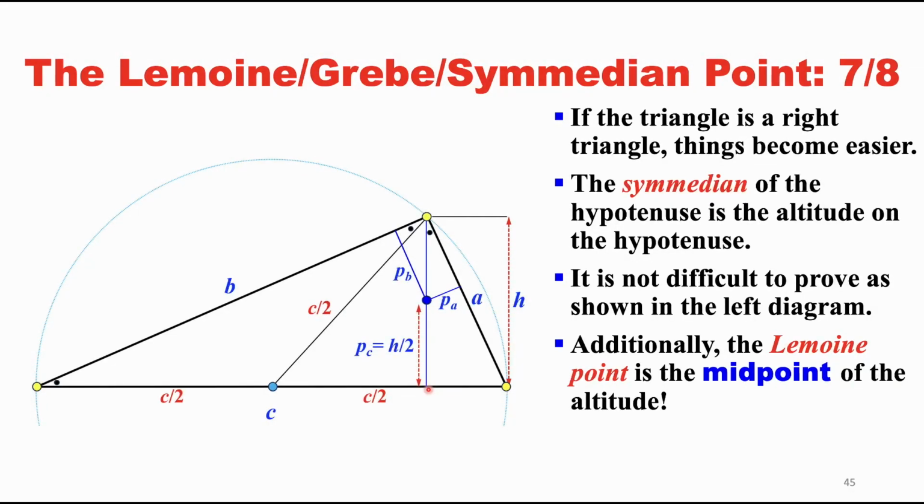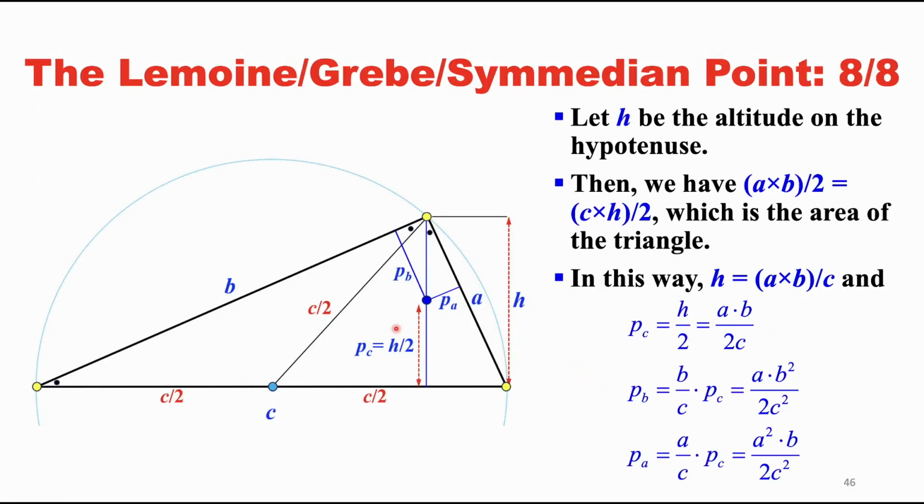So let me sum it up. For a right triangle, a symmedian is the altitude on the hypotenuse, and the Lemoine point is the midpoint of the altitude. It's very easy to calculate PC, the distance from the Lemoine point to the hypotenuse: it is equal to the altitude length over 2. Because the ratio PA over a is equal to PB over b, and it's also equal to PC over c, and PC is known, PA and PB are also known.